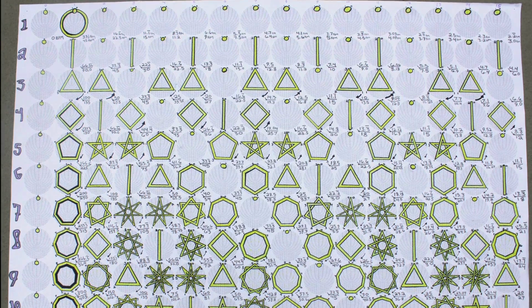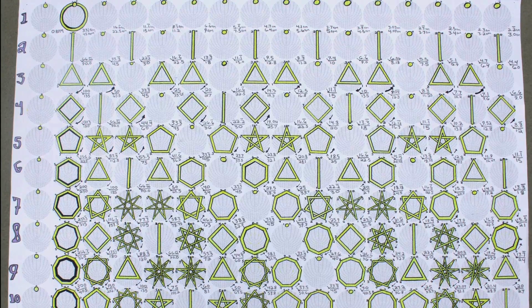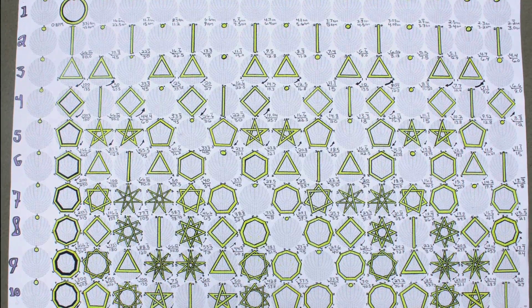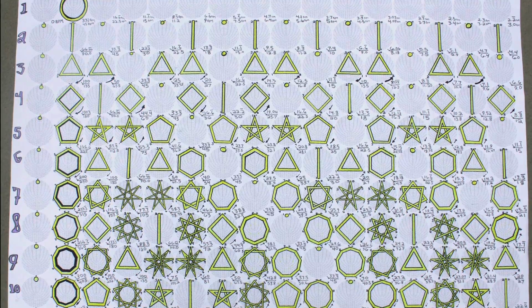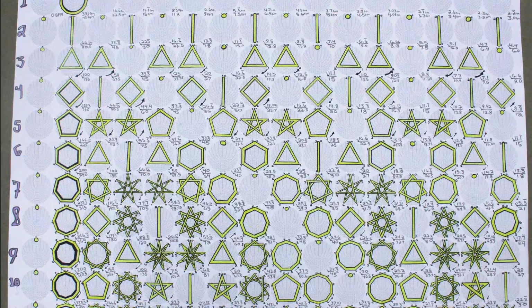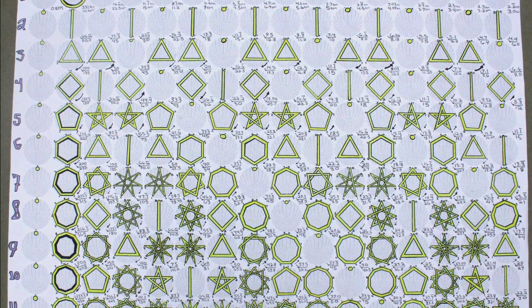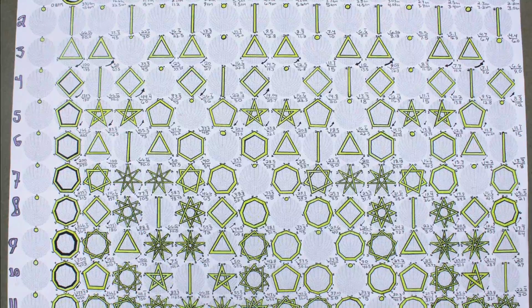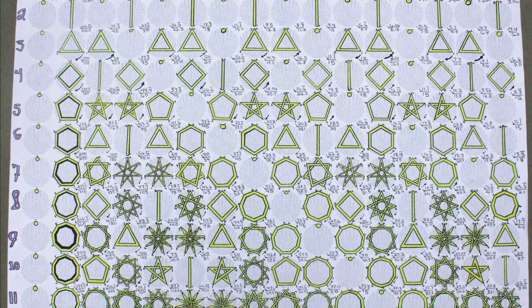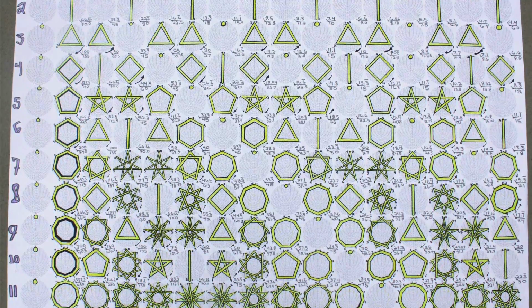1, point. 2, line, point. 3, triangle, triangle, point. 4, square, line, square, point. 5, pentagon, pentagram, pentagram, pentagon, point. 6, hexagon, triangle, line, triangle, hexagon, point. 7, heptagon, heptagram, second heptagram, second heptagram, heptagram, heptagon, point.